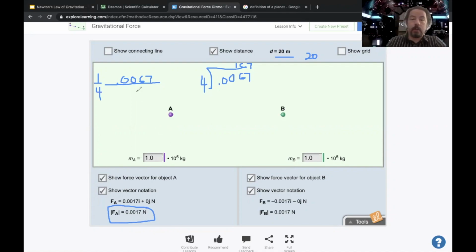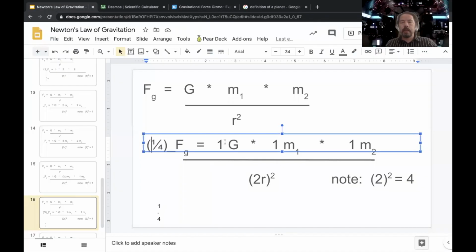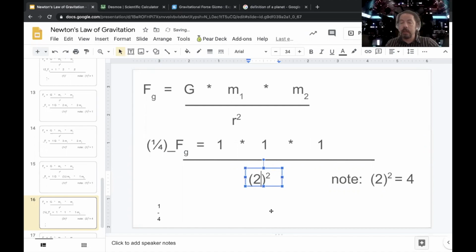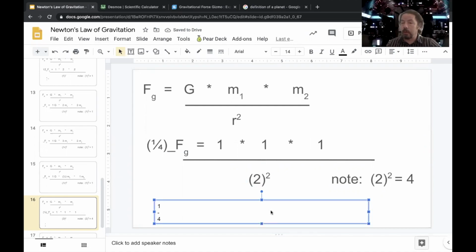All right, so let's try another one. Actually, first, let me go back. So once again, we can now start doing this. We can just get rid of these variables. We have to know that they're still there, okay? But it just makes it easier to see. So that's what I just did, okay? 1 times 1 times 1 divided by 2 squared.